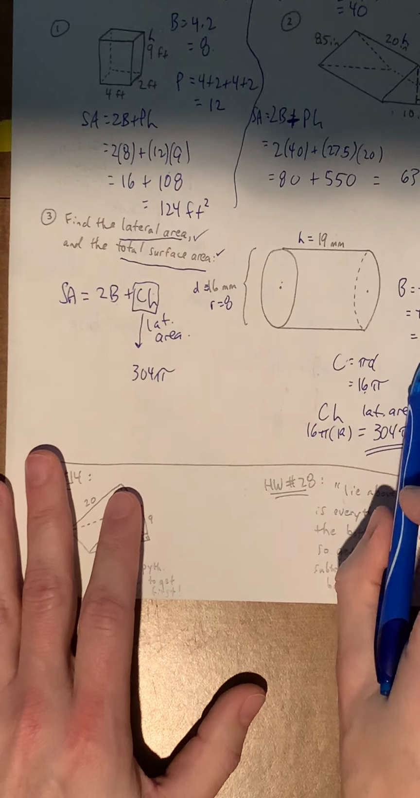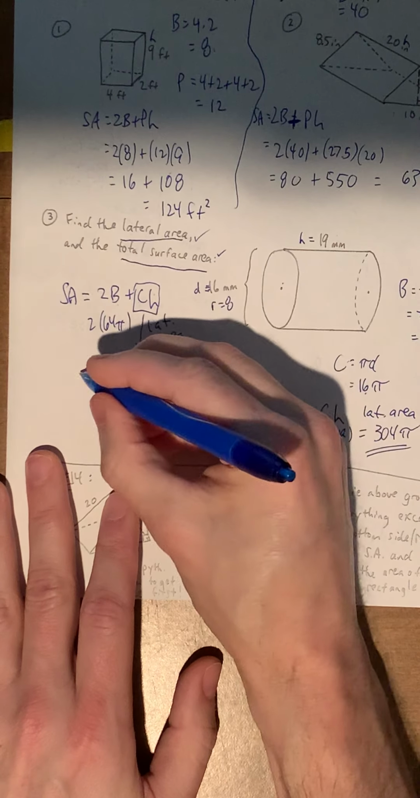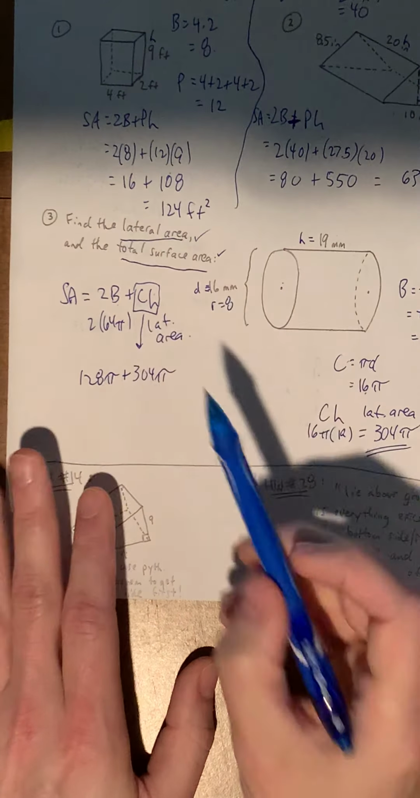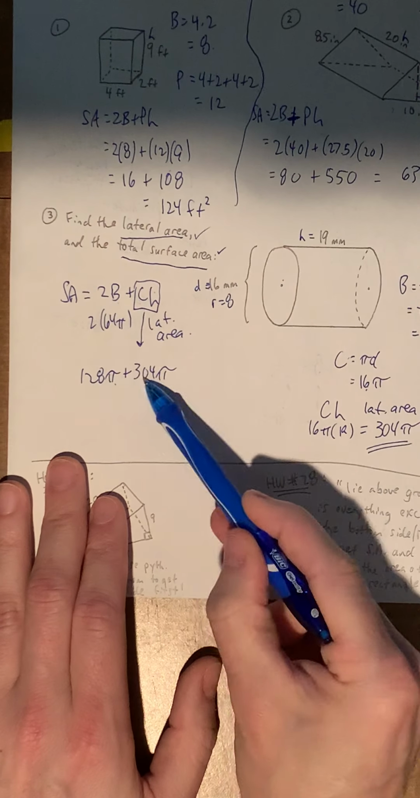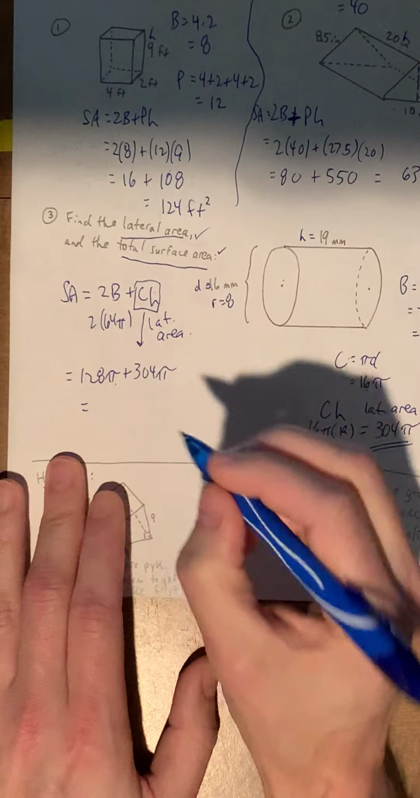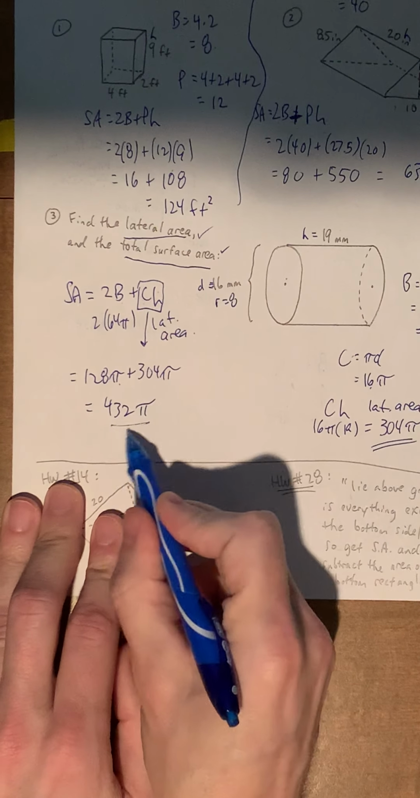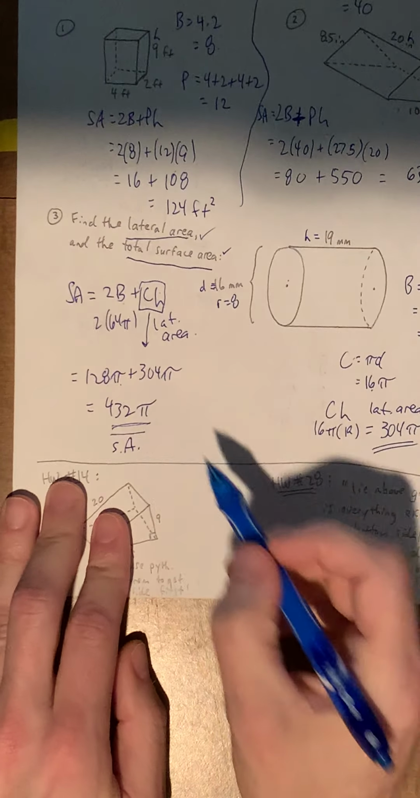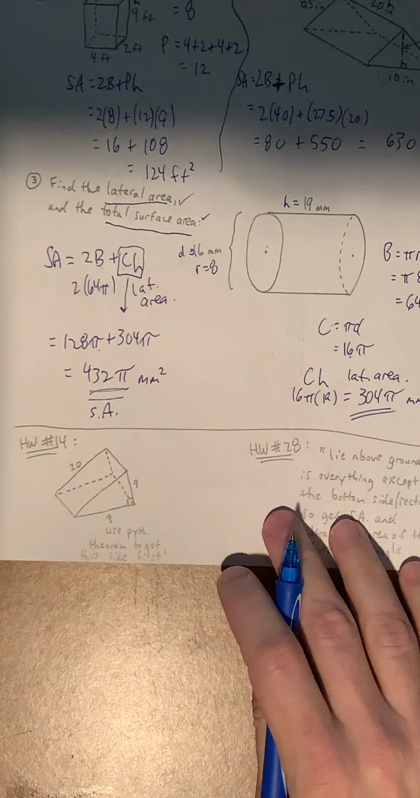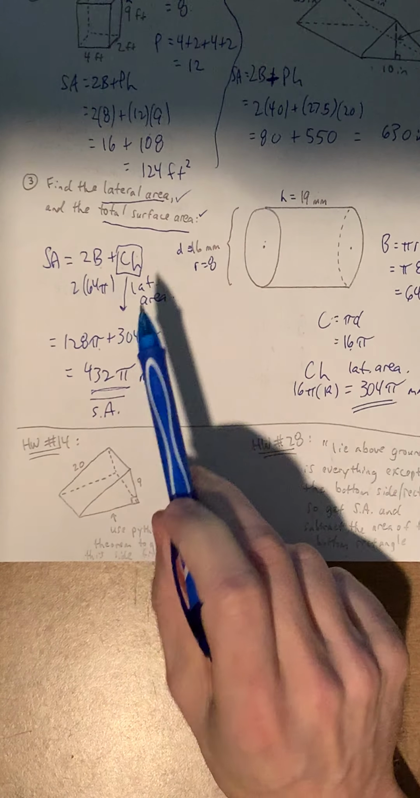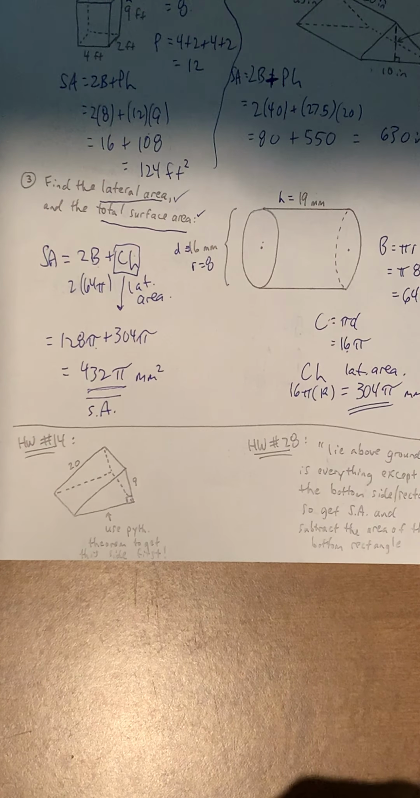Now 2 times B, our B value is 64 pi. So 2 times 64 pi, that will give us 128 pi. So our 2B part is 128 pi. CH lateral area part of the formula, 304 pi. We add those together and keep our pi. And that gives us 432 pi, which is our total surface area. And our unit, again, still millimeters, so millimeters squared. So there we have it for number 3. Total surface area of 432 pi. The lateral area is just your CH part, which is 304 pi. Okay? So that's how you handle a cylinder.